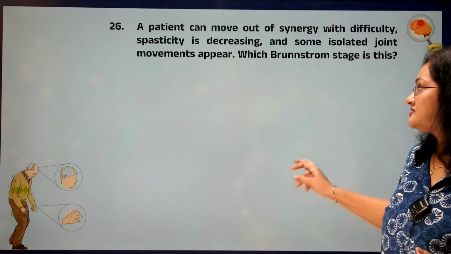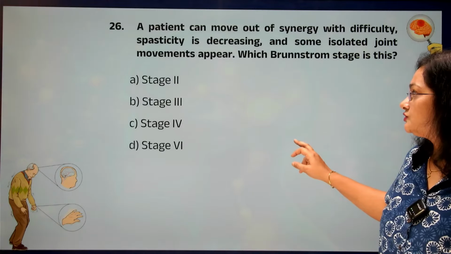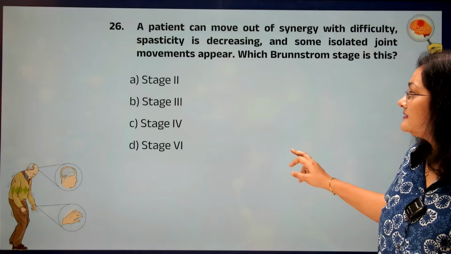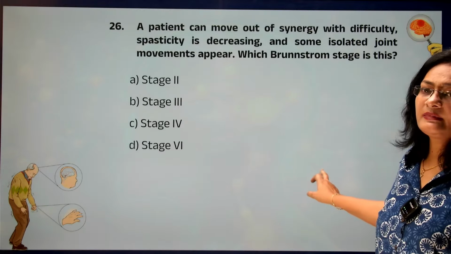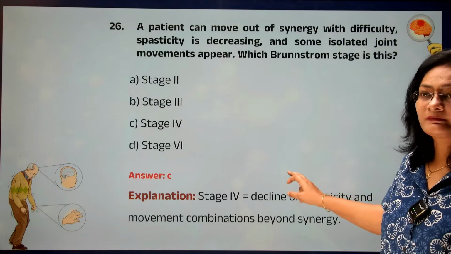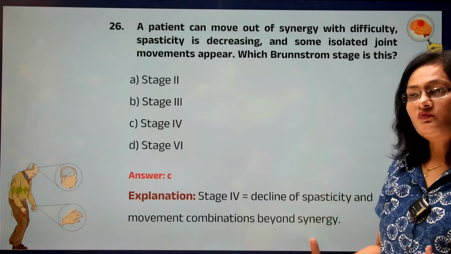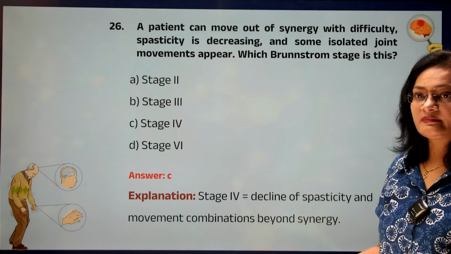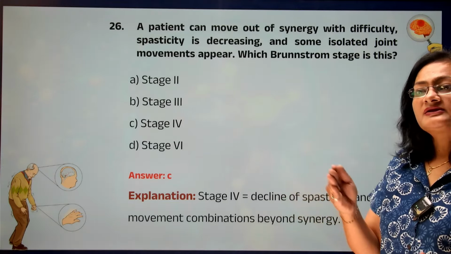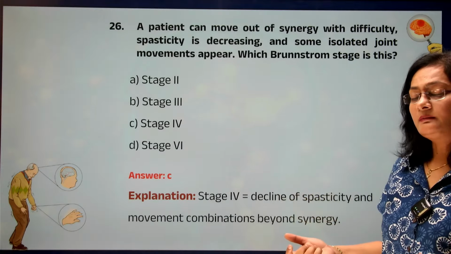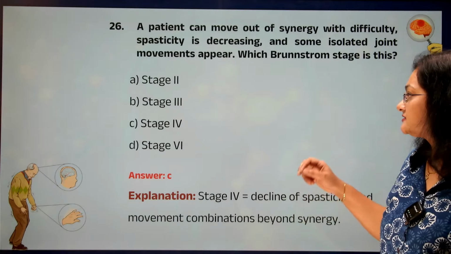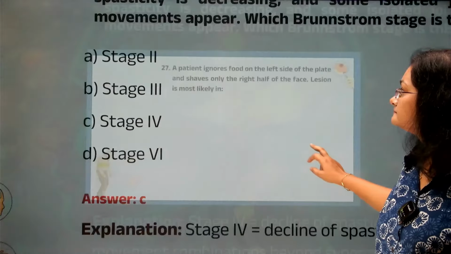So the features could resemble stage 2, 3, 4 and 6. So our answer will be stage 4, where spasticity will start declining and somewhat isolated movement is possible, and the patient will move the limb out of synergy. So it is stage 4.